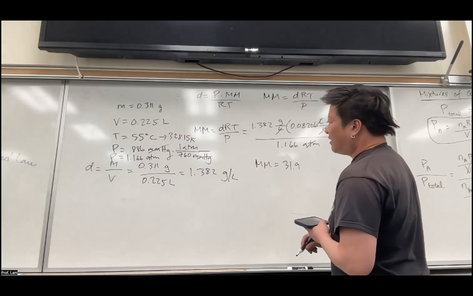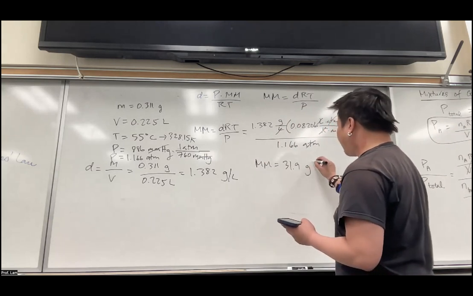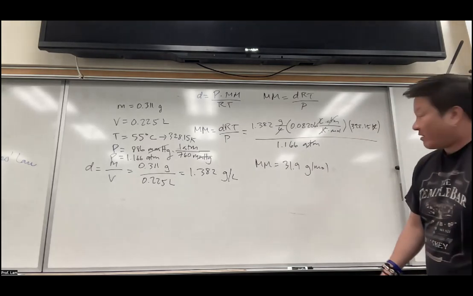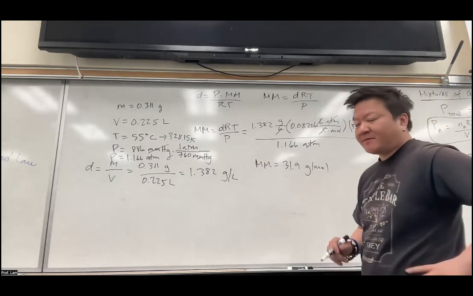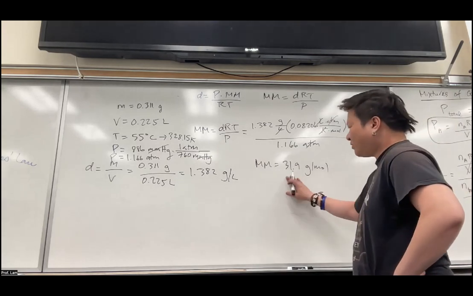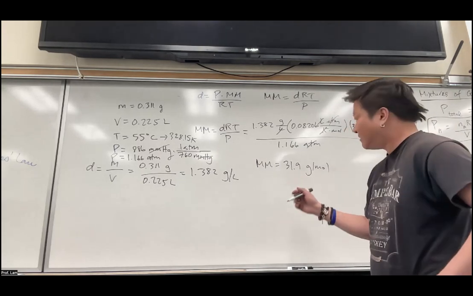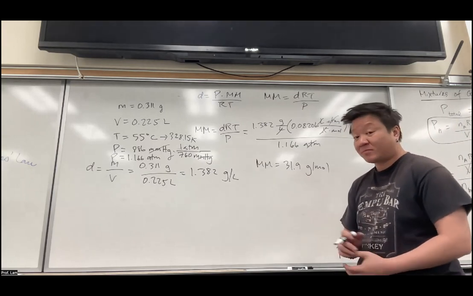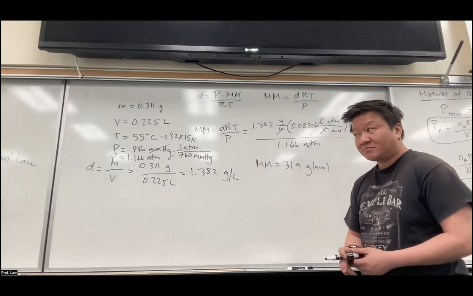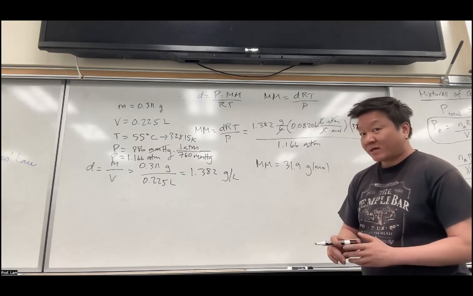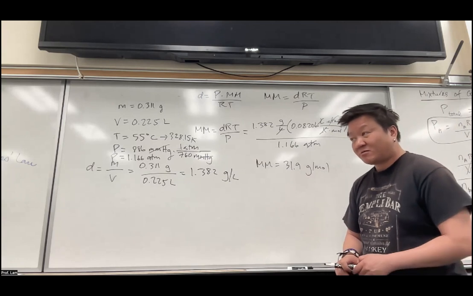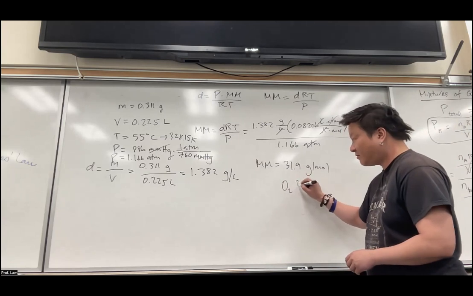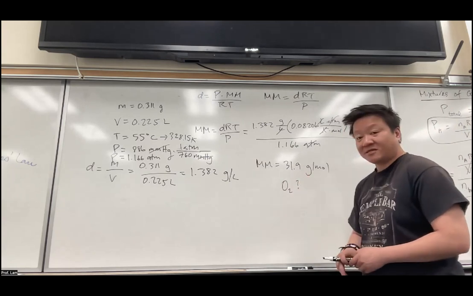31.9. But we do 3 sig figs, right? Grams per mole. Okay. Can we estimate, right? So we know this is the molar mass of this unknown gas. With it, can we kind of guess which gas it is? What gas has a molar mass of 31.9 or something close? Maybe 32. What gas has a 32 grams per mole molar mass? Perhaps O2. Okay. Each oxygen is 16.